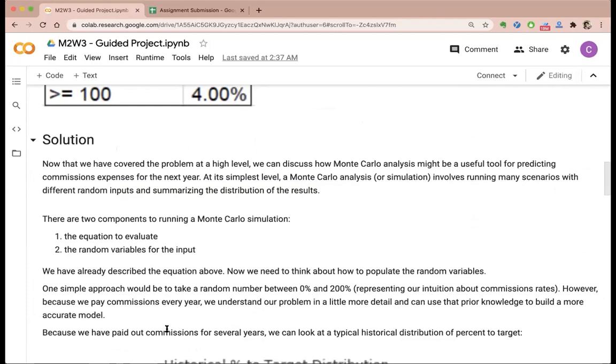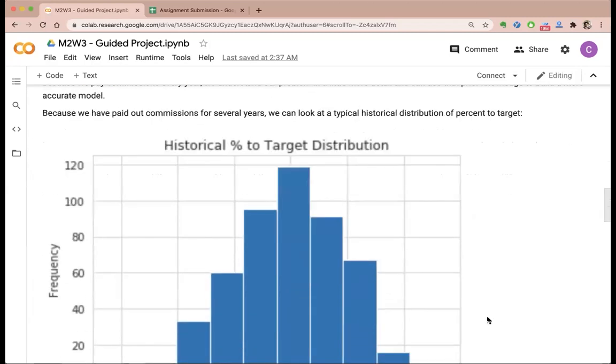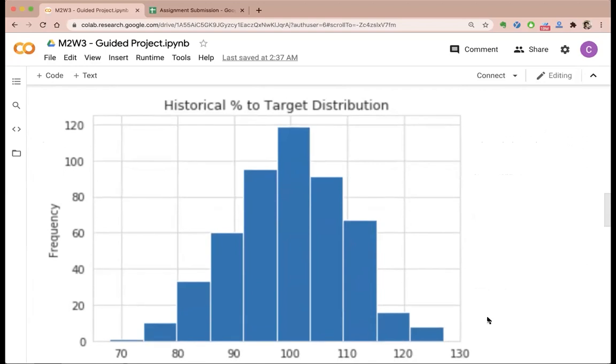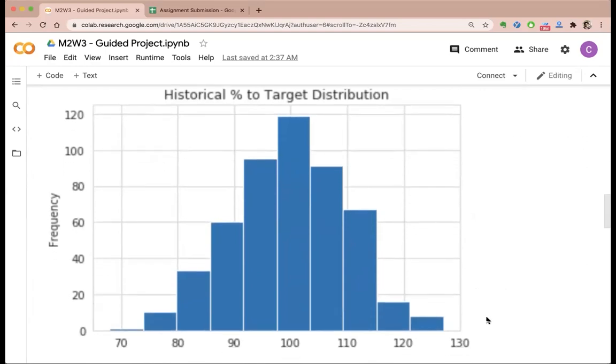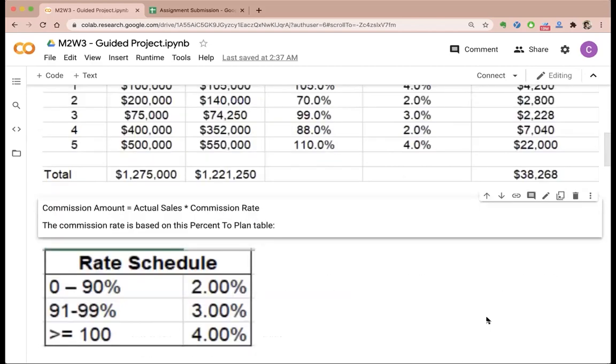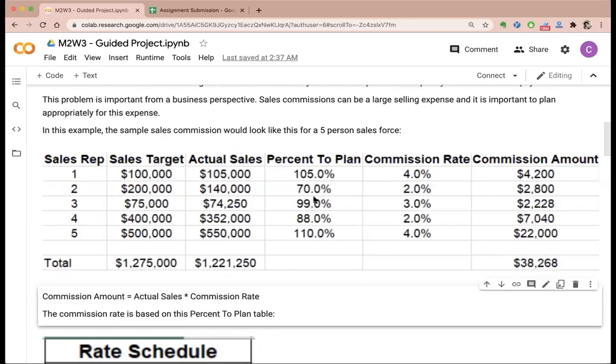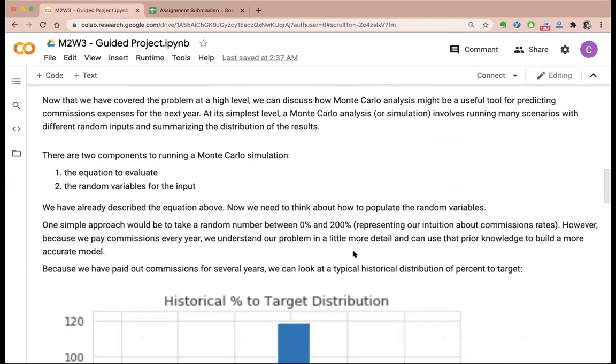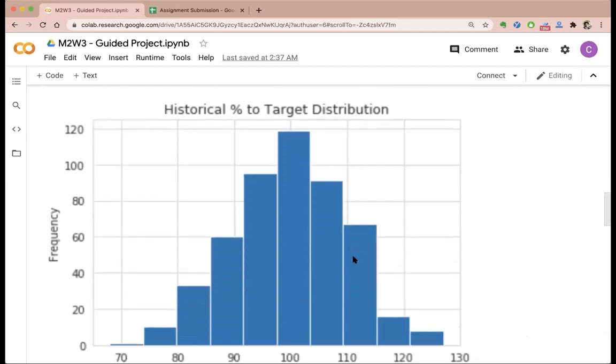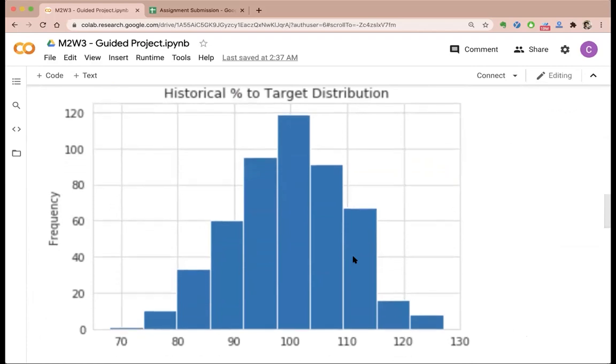Because we have paid out commissions for several years, we can look at the typical historical distribution of percent to target. So this is what you will seek, right? The past data is there. Let's say you have thousands of representatives, and you know their percentage to plan, whatever they have achieved over the past few years. So the first thing you will do is use seaborn or matplotlib to just plot this percentage to target.